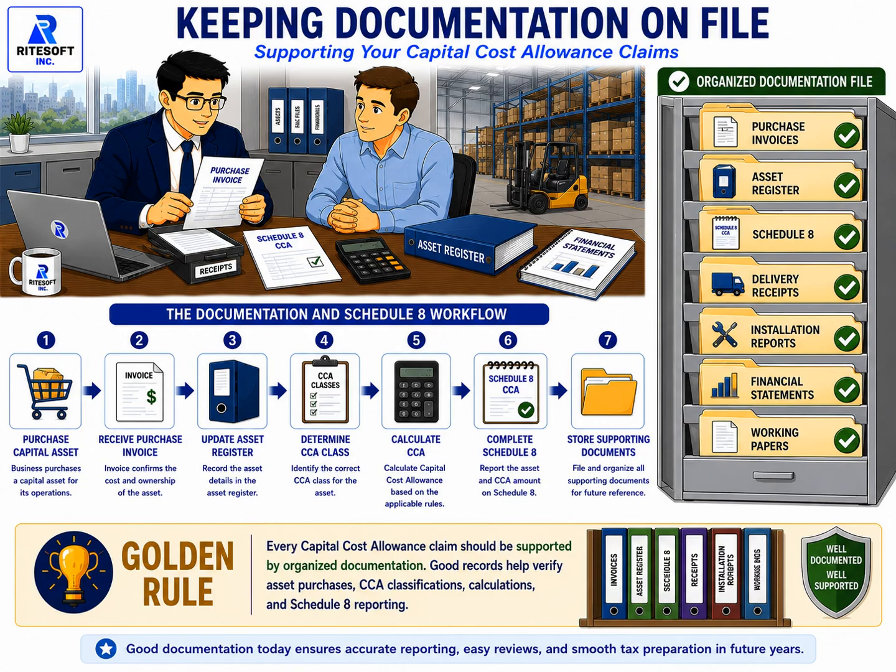After recording the asset, the tax preparer determines the correct capital cost allowance, or CCA class. This classification decision should also be documented because it explains why a particular CCA rate was used. Once the CCA class has been identified, the capital cost allowance calculation is prepared using the applicable tax rules. The completed calculation is then reported on Schedule 8 as part of the corporation's T2 income tax return.